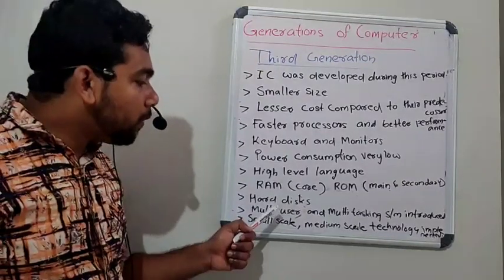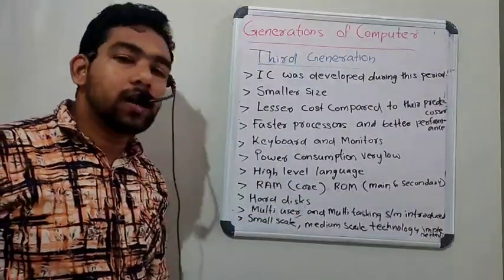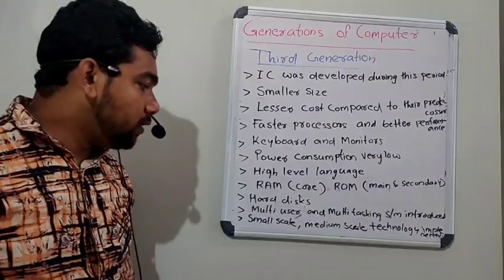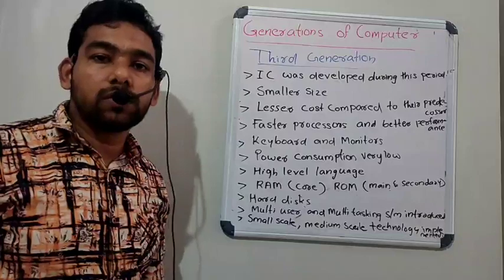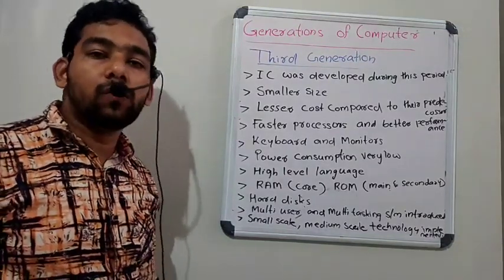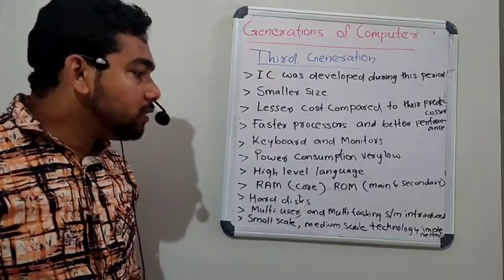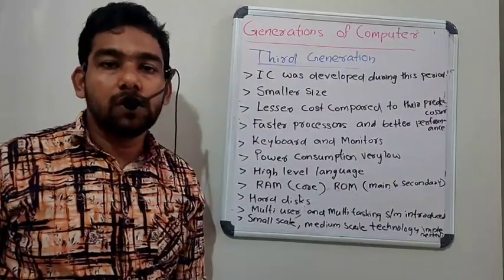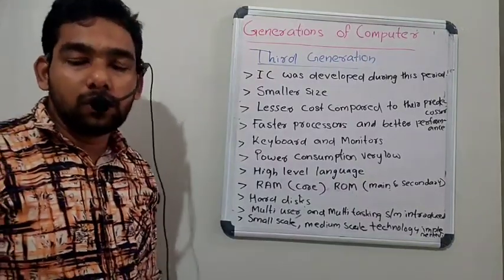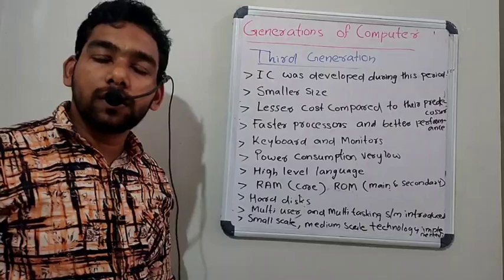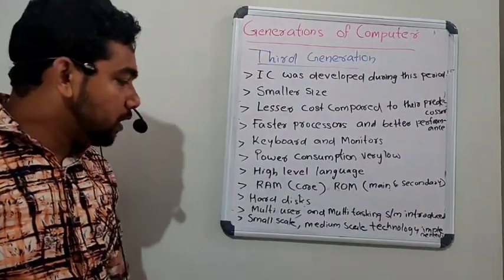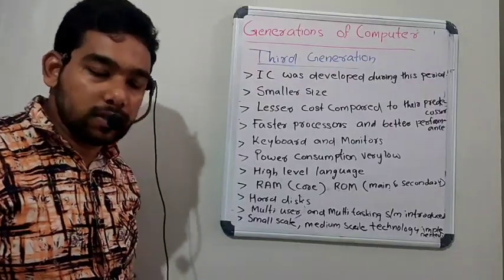And also multi-user and multitasking systems were introduced. Multi-user means more than one user, and multitasking means more than one task. These systems were introduced in this generation. We already know that first generation computers were single user, so this is a multi-user and multitasking system.